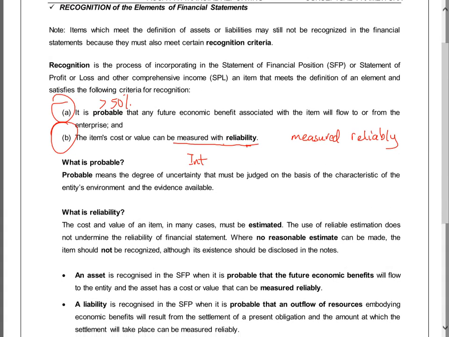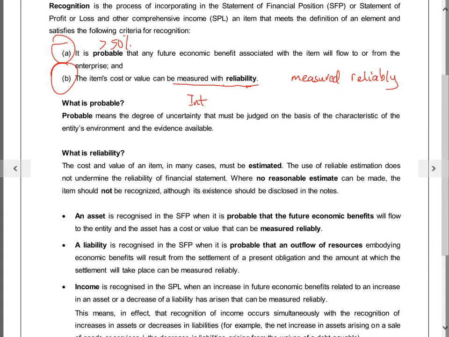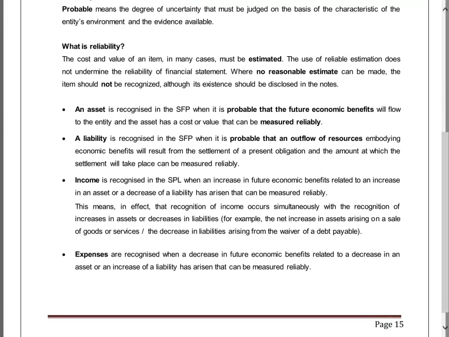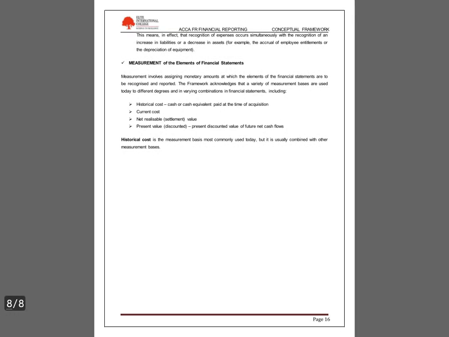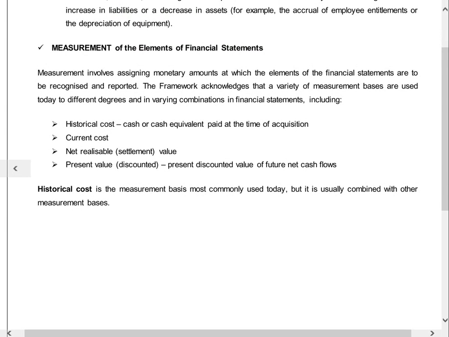Alright? This one, no need to read all this probable, what is reliability, you can skip. Measurement, next one, last one on conceptual framework. We have 1, 2, 3, 4. Measurement is more on application. So this one you can skip. Just know there are four ways to measure. How do you link? You see, I want to recognize this as my asset because I meet the two criteria, probable and measure reliably. So I meet the recognition criteria. Question is how much? Then measurement will come in, money. Okay. So we have 1, 2, 3, 4 is more on application measurement.